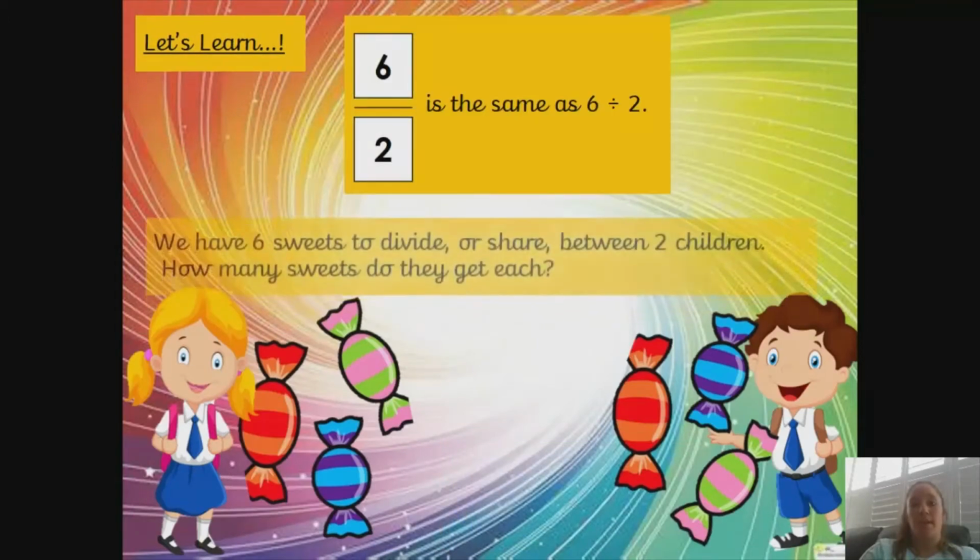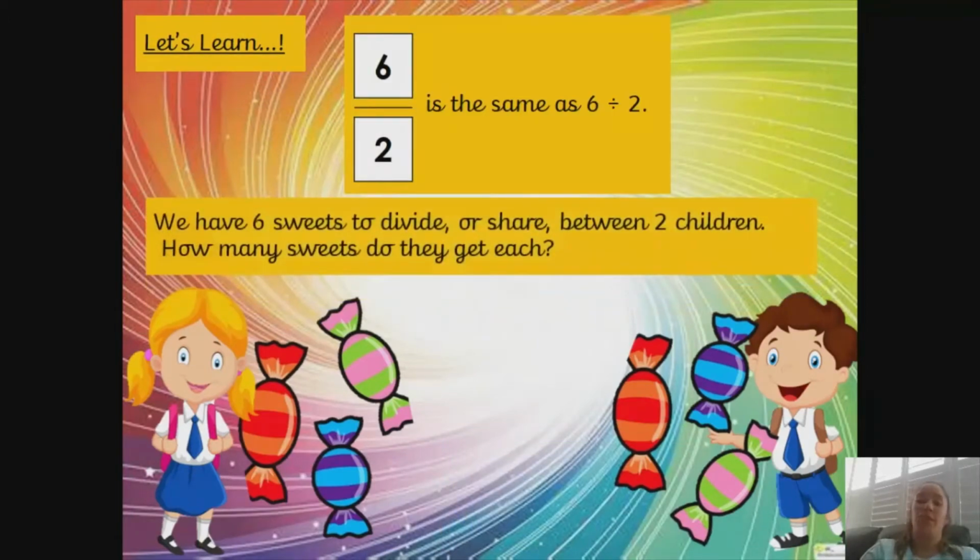So let's learn. As I said, 6/2 is the same as 6 divided by 2. We've got 6 sweets to divide or share between the 2 children, so they get 3 sweets each. I can hear you saying this is so easy.